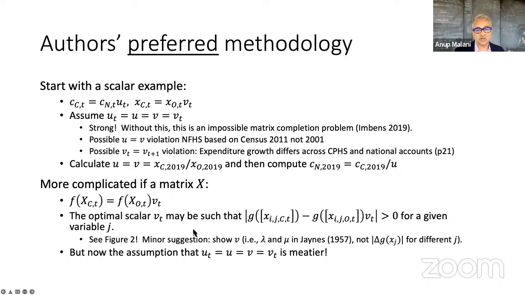My minor suggestion here is really, instead of showing the gap for specific variables where you're kind of just relying on the reader's prior assumption about how close those variables ought to be or how important those variables ought to be, show me what the scalar, what the V is in my example, or in the terminology in Jaynes in the max entropy world, show me what your lambda and U are. Which is the constant and the transformation, right? And that'll give me a sense of whether that's good.